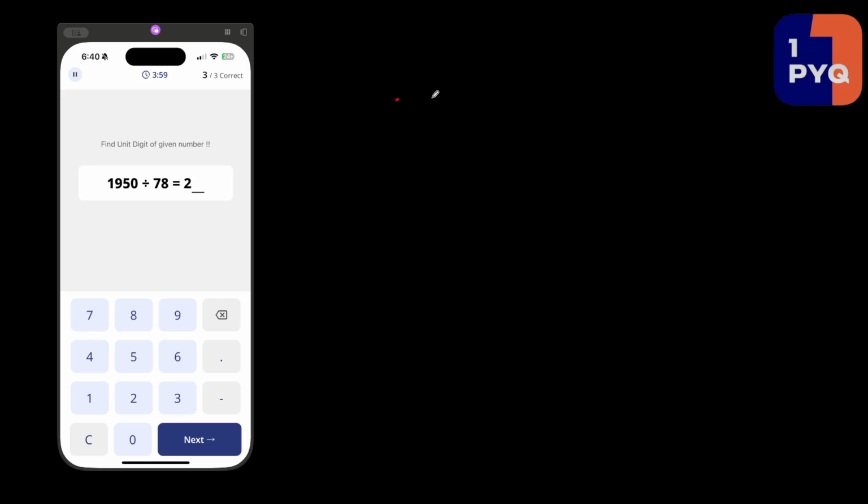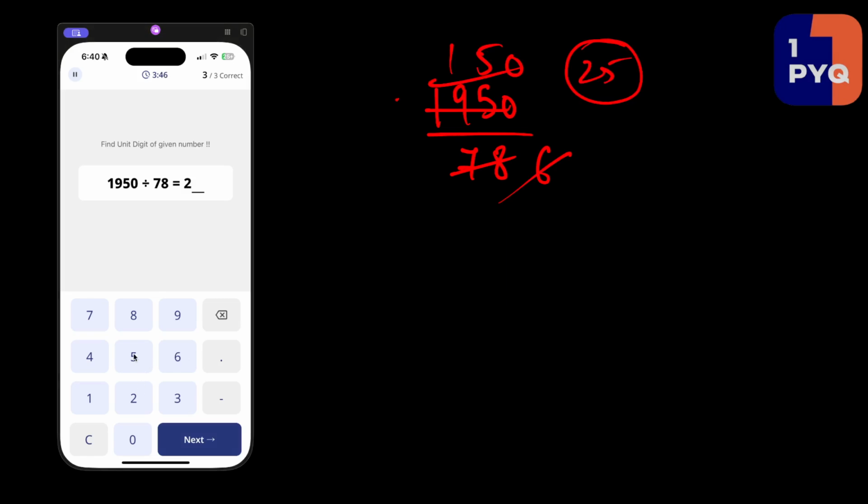Moving ahead, 1950 divided by 78. 13 6s is 78, 13 1s are 13, 13 5s are 65. So this is going to go at 25. So 5 is the unit digit.